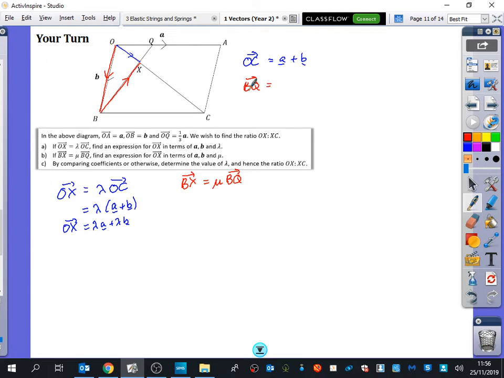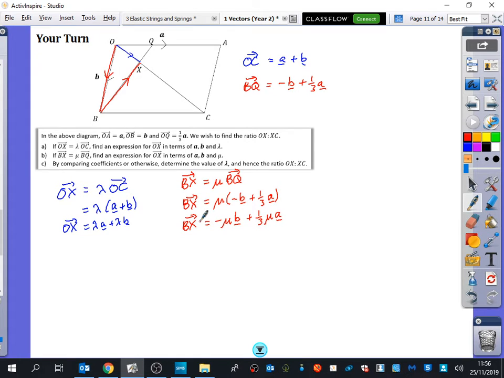Now, I'm not going to do Q minus B. I'm going to look at the diagram. To go from B to Q, I'm minusing B plus a third A. So that's minus B plus a third A. So to go from B to X, it is mu lots of minus B plus a third A, which is minus mu B plus a third mu A.